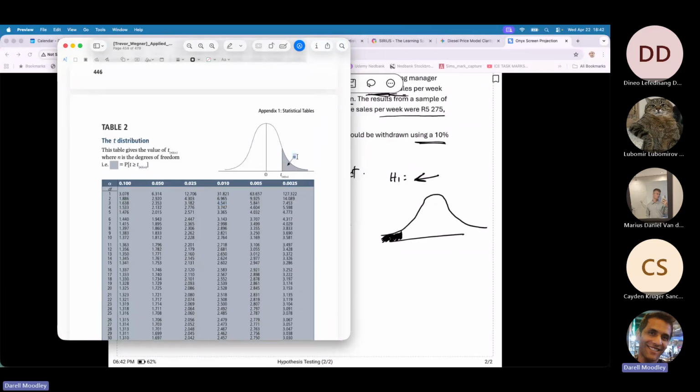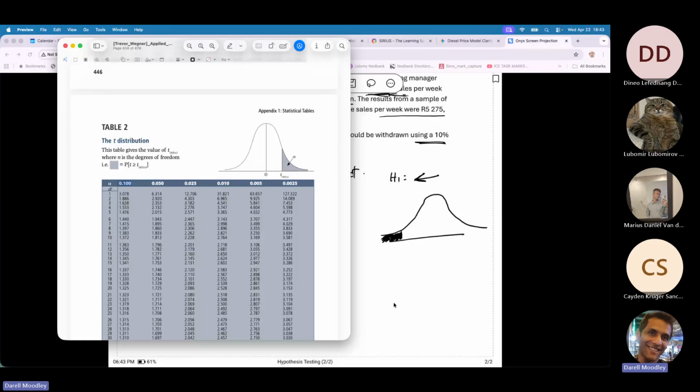If you look at this, alpha points to the area. The alpha pointing to the area means that when you see alpha in this table, that's the area. So for an area of 0.1, there's your alpha. And the value on the axis is your T value, okay? So in other words, let me give you an example.